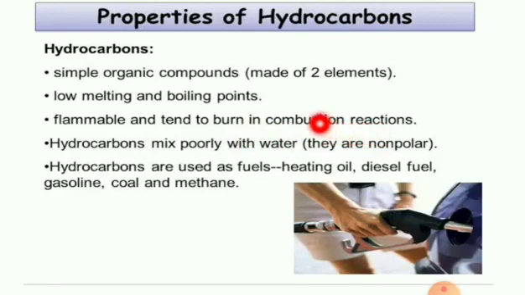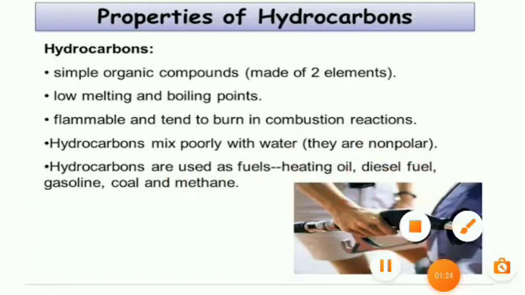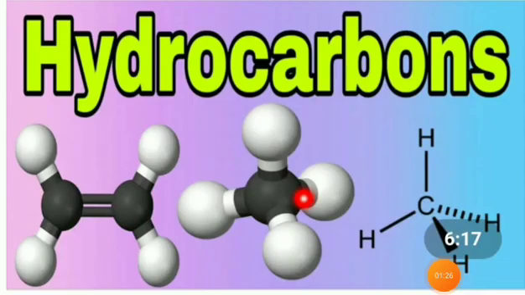Right? Hydrocarbons can be gases like methane, propane, etc. Hydrocarbons are capable of making bonds with one another. This property is known as catenation. Like this. This is bonding. So hydrocarbons are capable of making what? Double bonds, single bonds, like that. So this property is known as catenation.